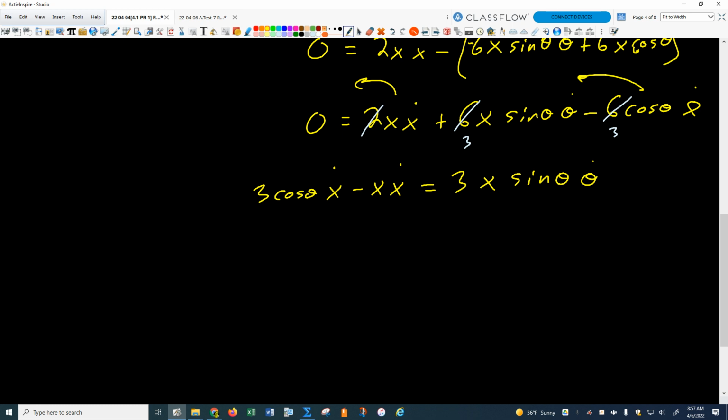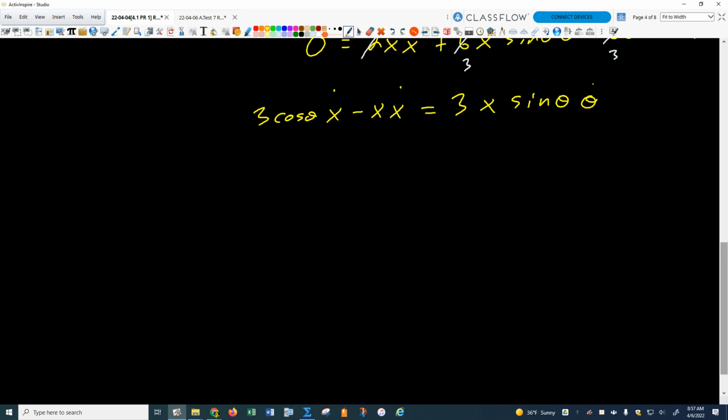Okay, so if we factor out an x dot, on this side I've got my 3x sine theta, theta dot. I'm going to divide by whatever's left behind when I factor out the x dot, which would be a 3 cosine theta minus x. Everybody buy that? We good?